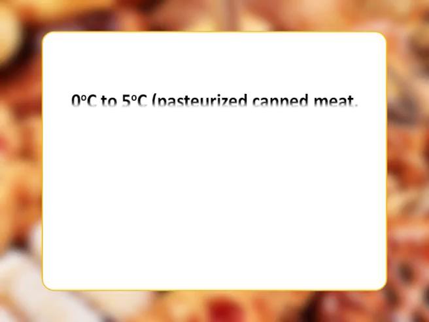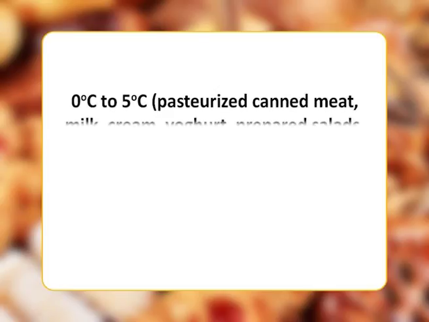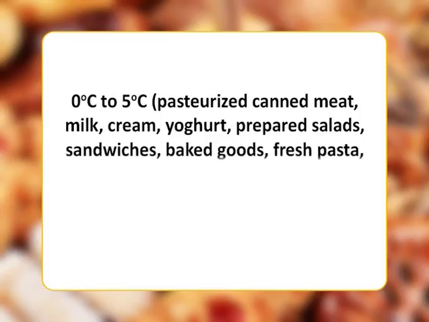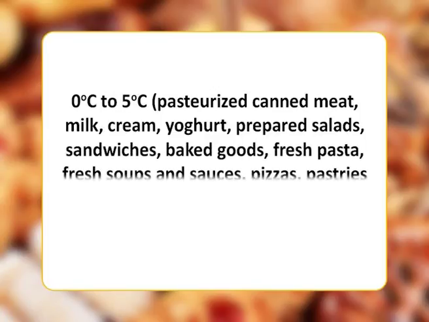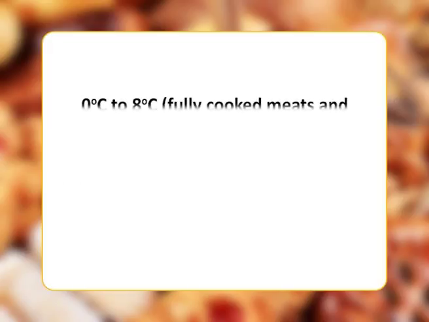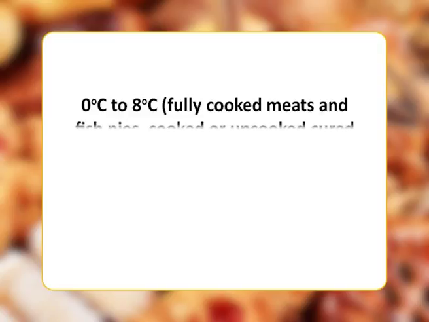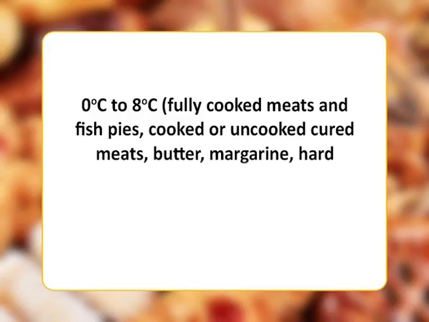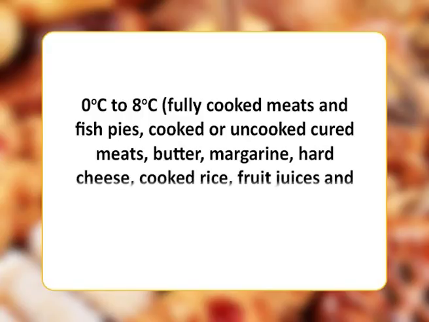Number second category is from 0 to +5 degrees centigrade. That includes pasteurized canned meat, milk, cream, yogurt, prepared salads, sandwiches, baked goods, fresh pasta, fresh soups and sauces, pizza, pastries and unbaked dough. Number third category includes from 0 to 8 degrees centigrade. That includes fully cooked meats and fish pies, cooked or uncooked cured meats, butter, margarine, hard cheese, cooked rice, fruit juices, soft fruits and so on.